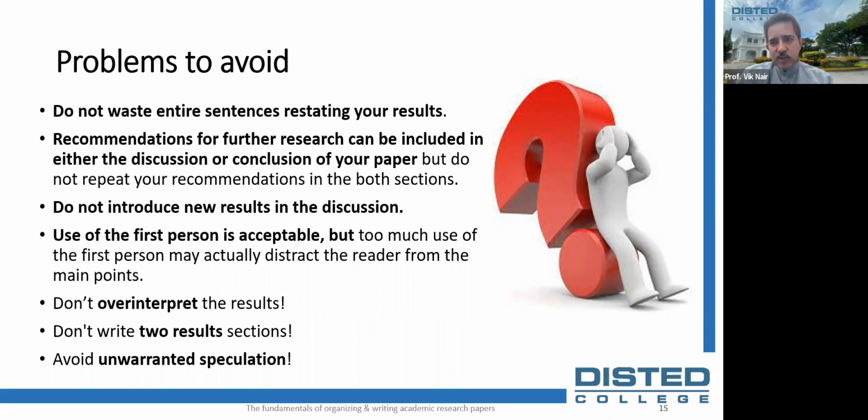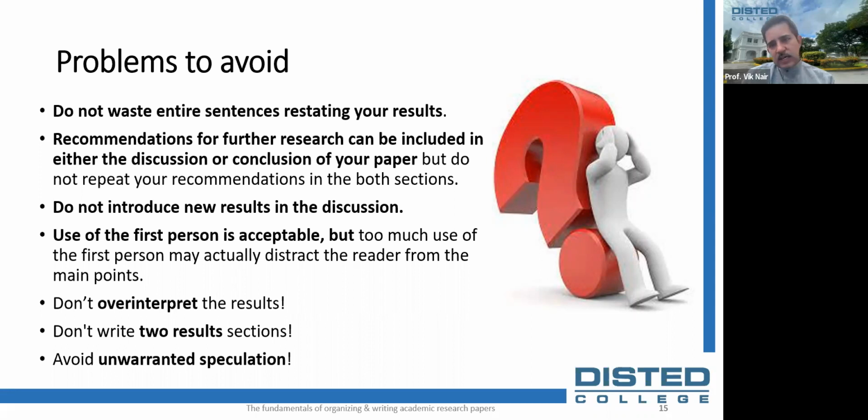Don't write two result sections. One of the most common mistakes when discussing the results of your study is to present a superficial interpretation of the findings that more or less restates the result section of your paper. Okay, don't repeat. As I said, result is result, discussion is discussion. So in your discussion, you have to be more in depth in interpreting why the result was such. If your discussion is just very superficially explaining the result, then it defeats the purpose of having a discussion section.